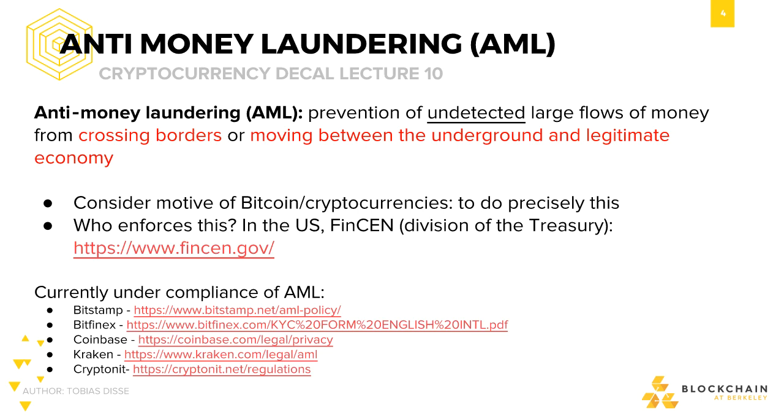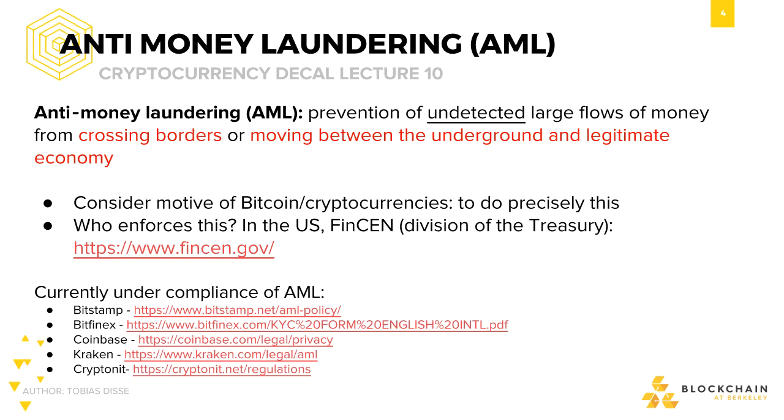So anti-money laundering is defined as the prevention of undetected large flows of money from crossing borders or moving between the underground and legitimate economies. Right? Bitcoin and cryptocurrencies were designed for this. They were designed to be beyond borders and to be undetected. So the question is, who enforces this in the first place?